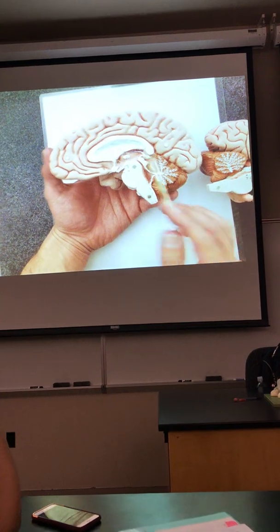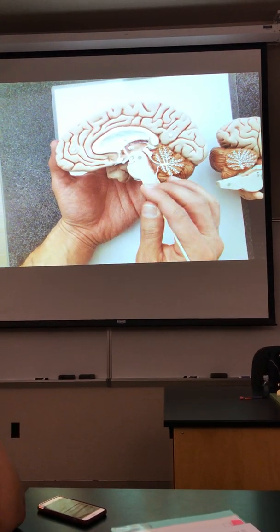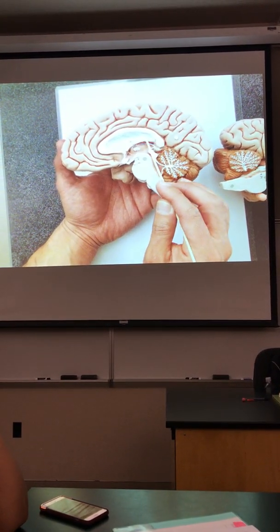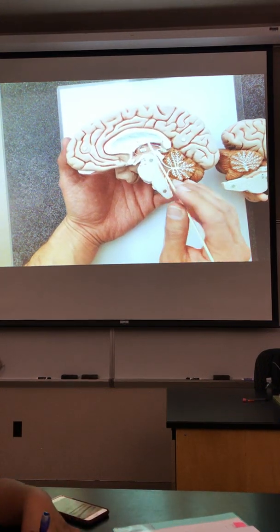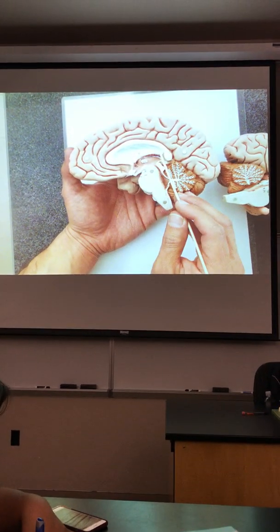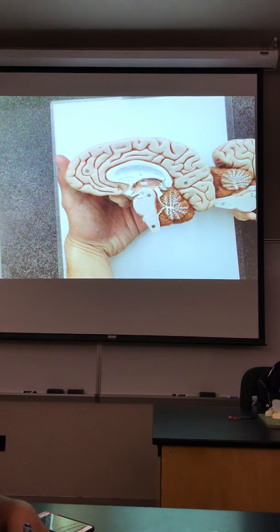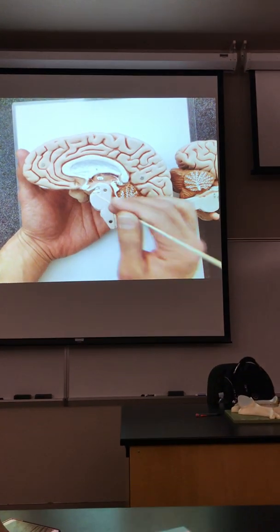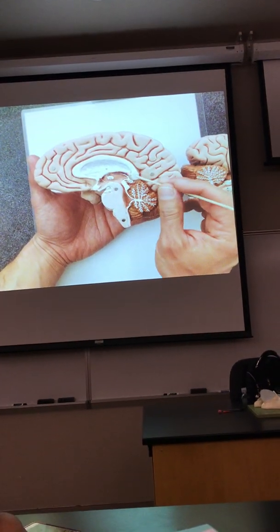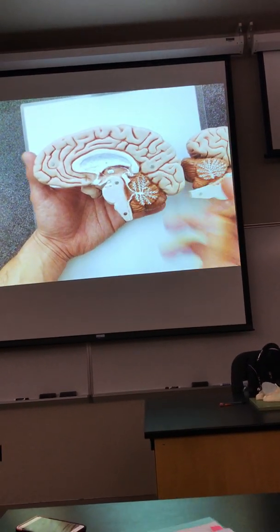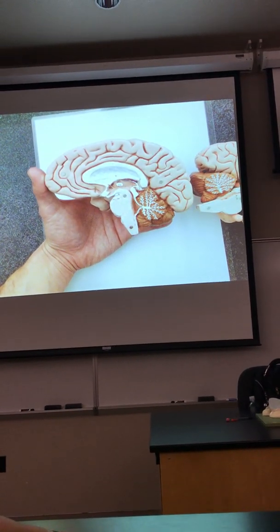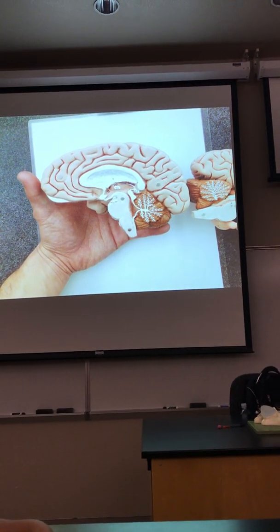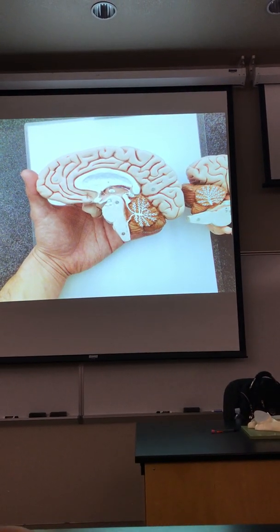The fornix is this back here. What does that do? I don't know. It connects the hypothalamus to the hippocampus, apparently. I imagine the hippocampus is back here then. It's really connecting your autonomic nervous system and your endocrine system to your memory. That's what your hippocampus is involved in, the amygdala and those types of things.